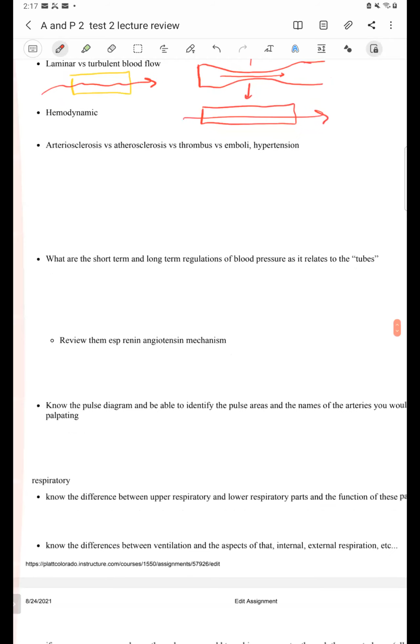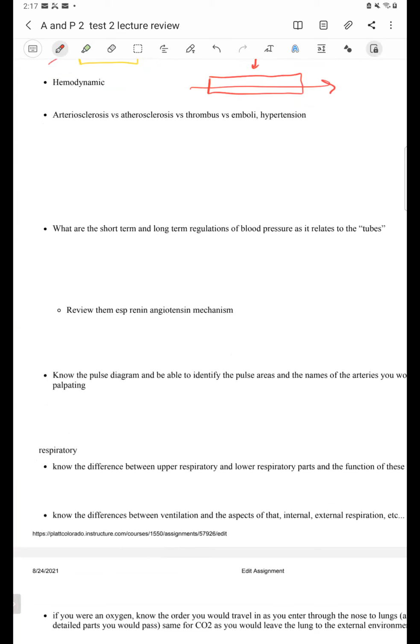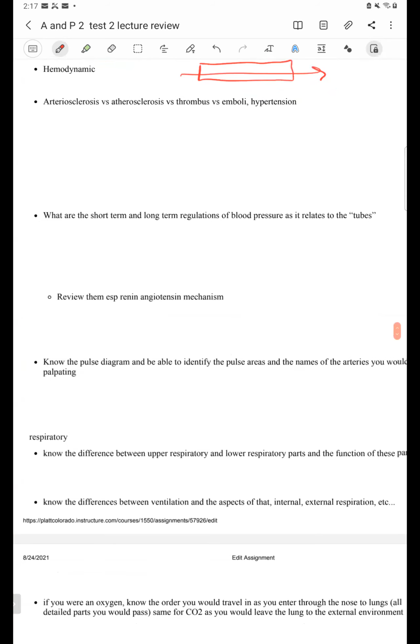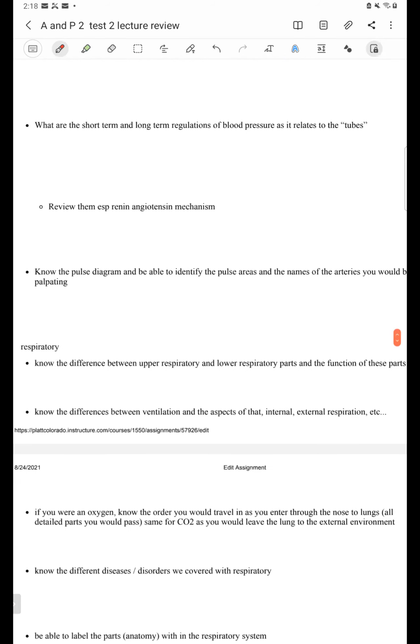Okay, so we went over some conditions: arteriosclerosis, atherosclerosis, thrombus, emboli, hypertension. Okay, make sure you review those or know the difference between them. Okay, we have short-term and long-term regulations of blood pressure. Okay, both are within homeostasis. They can spin out of control and create hypertension. Okay, so those were in our notes with short-term and long-term.